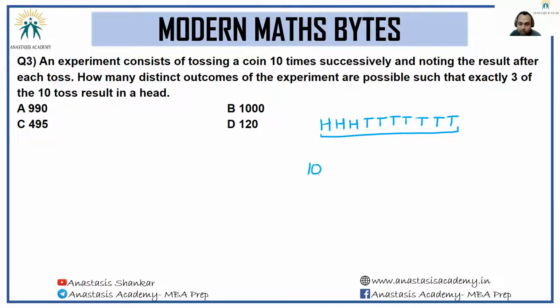So my storyline here has to be 10 factorial by 3 factorial, 7 factorial. In fact, this is the building block of binomial expression in probability. So we get 10 into 9 into 8 by 6 because 7 factorial is cancelled out. This is gone. This is gone. Left with 12. So 120, option D will be the answer.